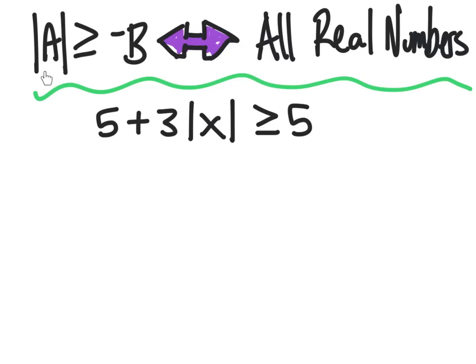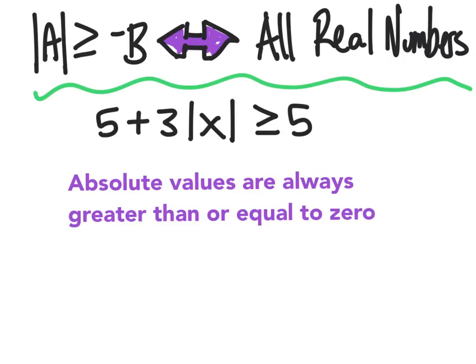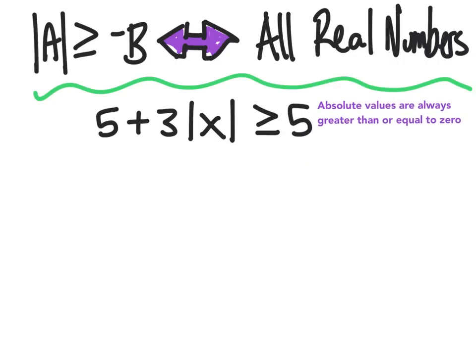All right, here we have the absolute value b is greater than or equal to a negative number. Well, yeah, the solution's all real numbers. An absolute value will always be greater than a negative number. In fact, absolute values are always greater than or equal to 0, right? That should make sense. Let's see what that looks like.